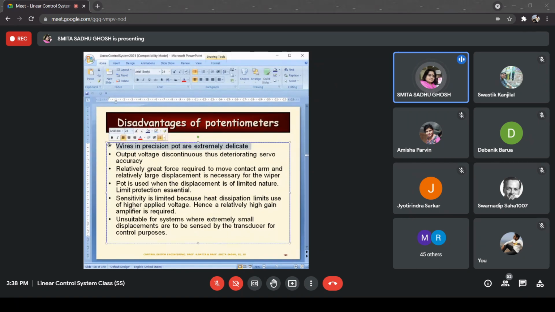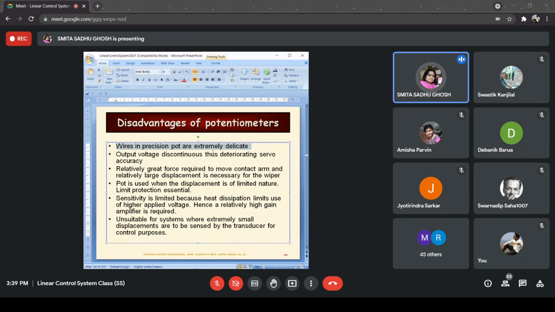The wires in a precision pot are extremely delicate. As I have already told you, if you want to make the number of turns more, why do you want to increase the number of turns? Because you want the resolution to be lesser. If you want precision in your potentiometer, precision means you should be able to indicate a smaller amount of variation in the input, and that should be reflected on the output side, so the resolution should ideally be small.